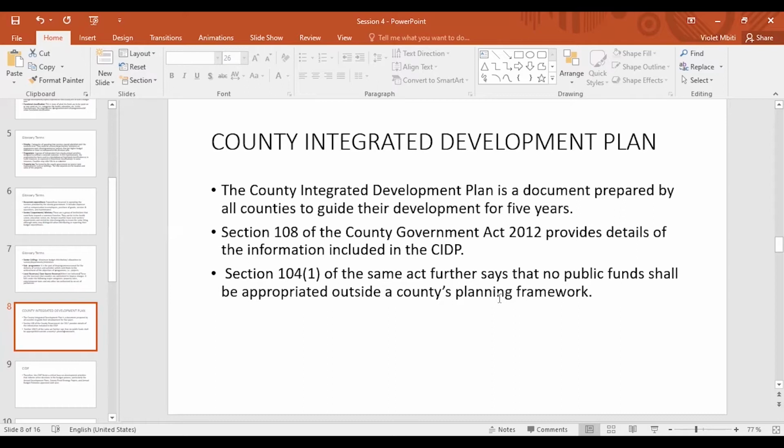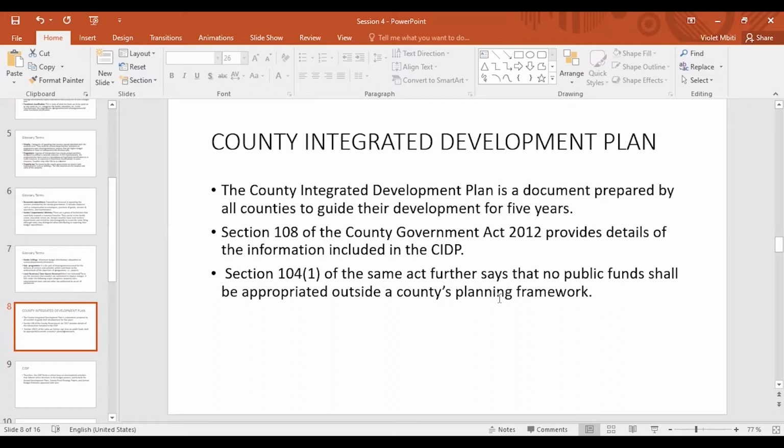You as a citizen, all right? It is essential for you to participate during the county integrated development plan, so that you can state what you would like to be addressed in the county.